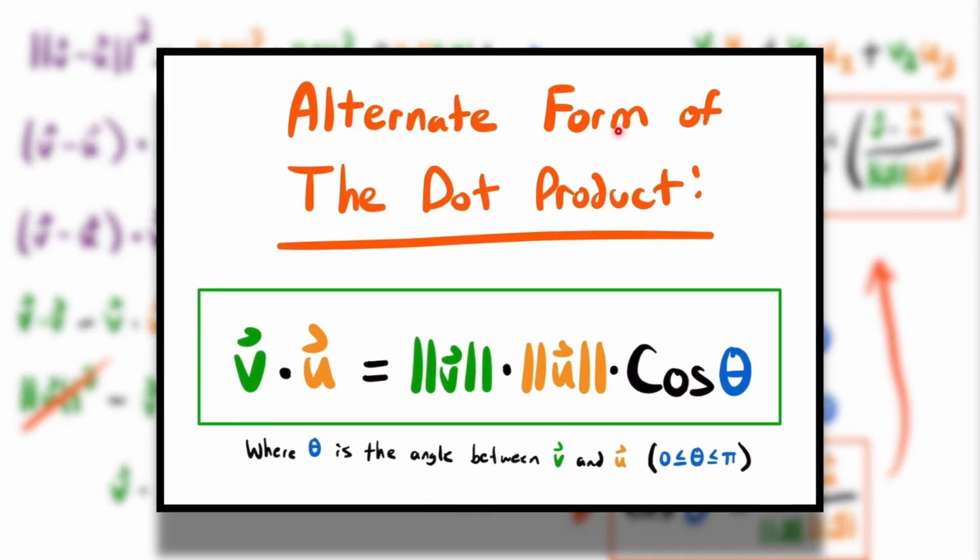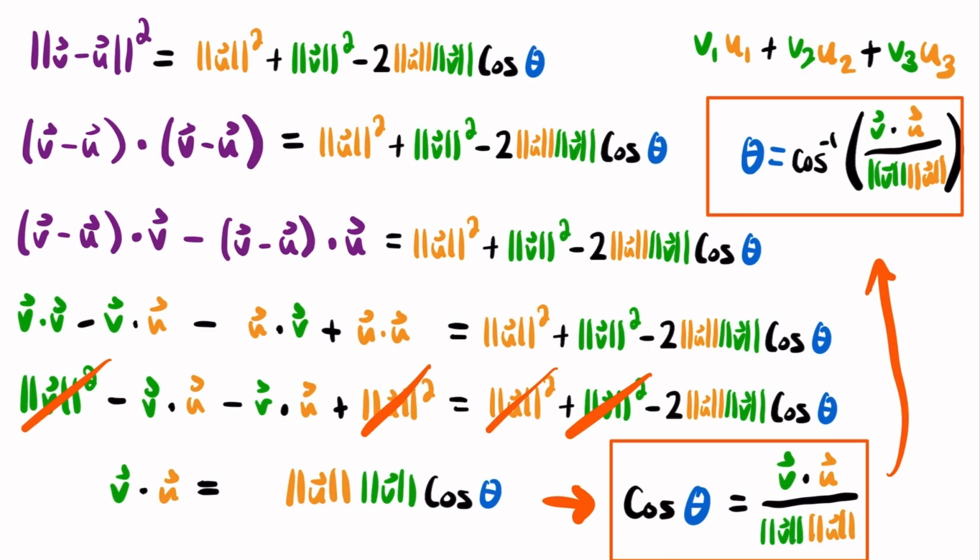We now have an alternate form of the dot product, where if we want to find the dot product between two vectors, vector v and vector u, we can find it by taking the magnitude of vector v, multiplying it by the magnitude of vector u, and then multiplying that by cosine of theta, where theta is the angle between those two vectors. And once again, that angle should be between 0 and pi radians, or in degrees between 0 and 180 degrees. Okay, but now once again, let's go back to our work here, because there is actually something interesting that we can learn from this alternate form of the dot product.